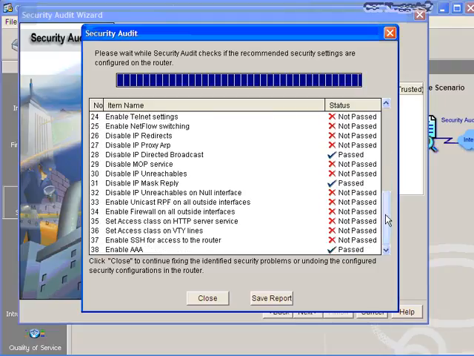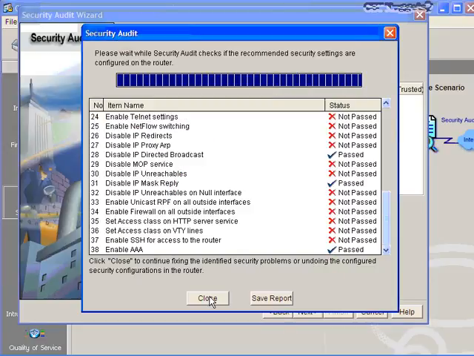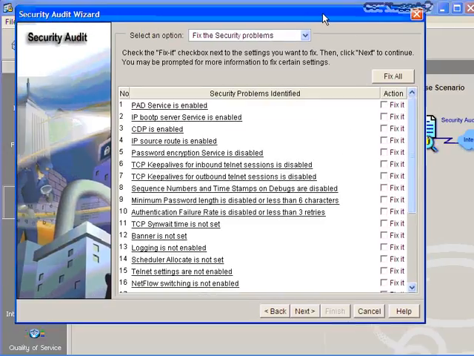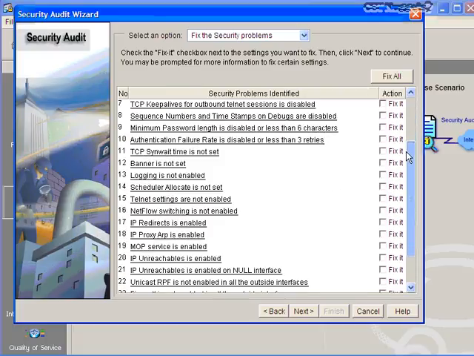You can see I've gone through here and done a security audit, and I realized that I just haven't passed a lot of areas. And I can save the report if I want to, and it'll save it under this particular report card format. But if I close this down, what this security auditing tool now gives me the ability to do is go in, and it's identified these security problems. I can now go problem by problem and say, you know what, I want to fix it.